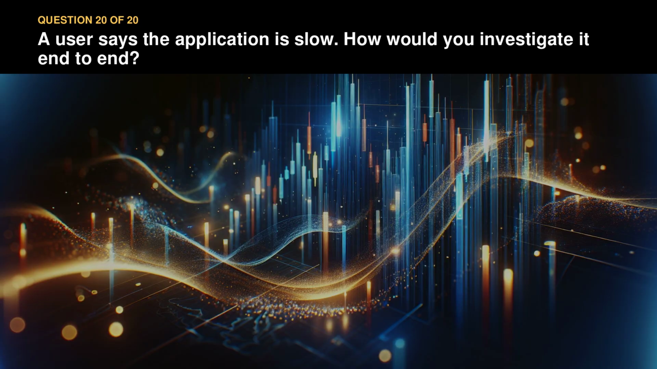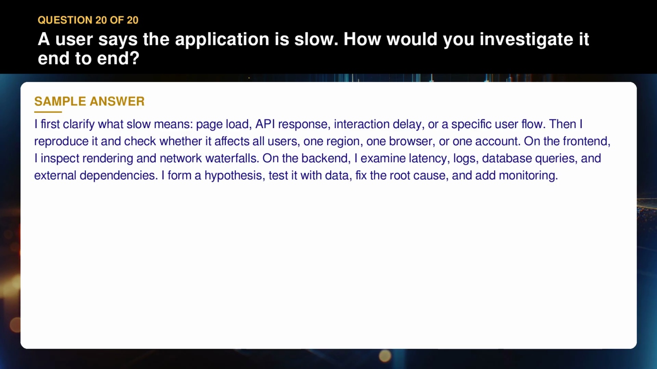Question 20. A user says the application is slow. How would you investigate it end to end? I first clarify what slow means. Page load, API response, interaction delay, or a specific user flow. Then I reproduce it and check whether it affects all users, one region, one browser, or one account. On the front end, I inspect rendering and network waterfalls. On the back end, I examine latency, logs, database queries, and external dependencies. I form a hypothesis, test it with data, fix the root cause, and add monitoring.